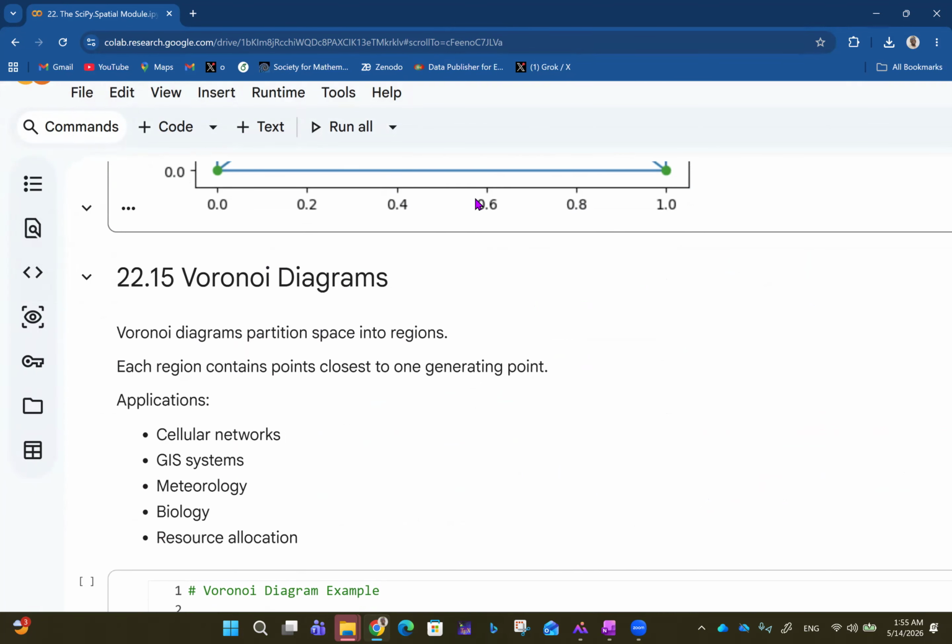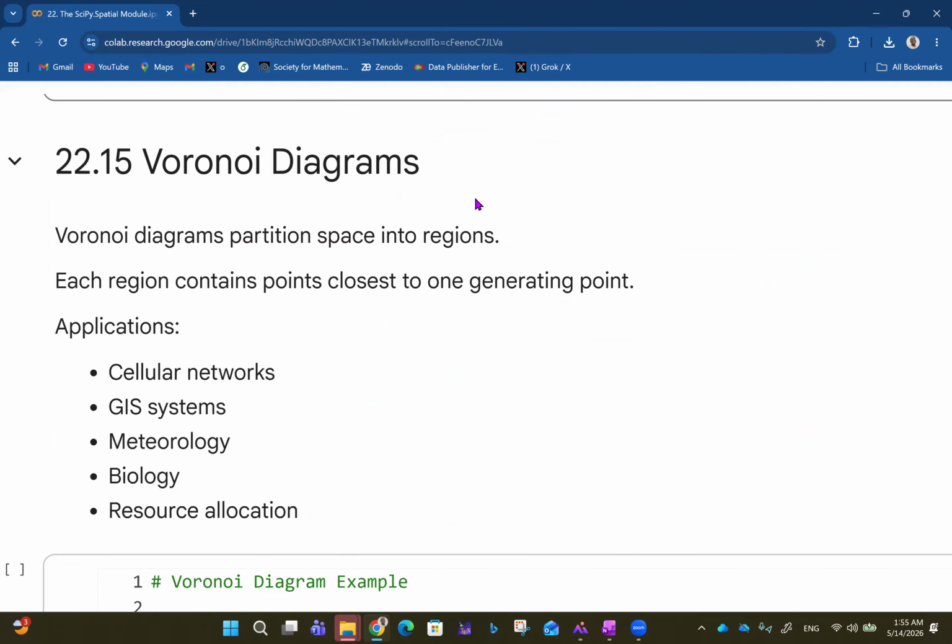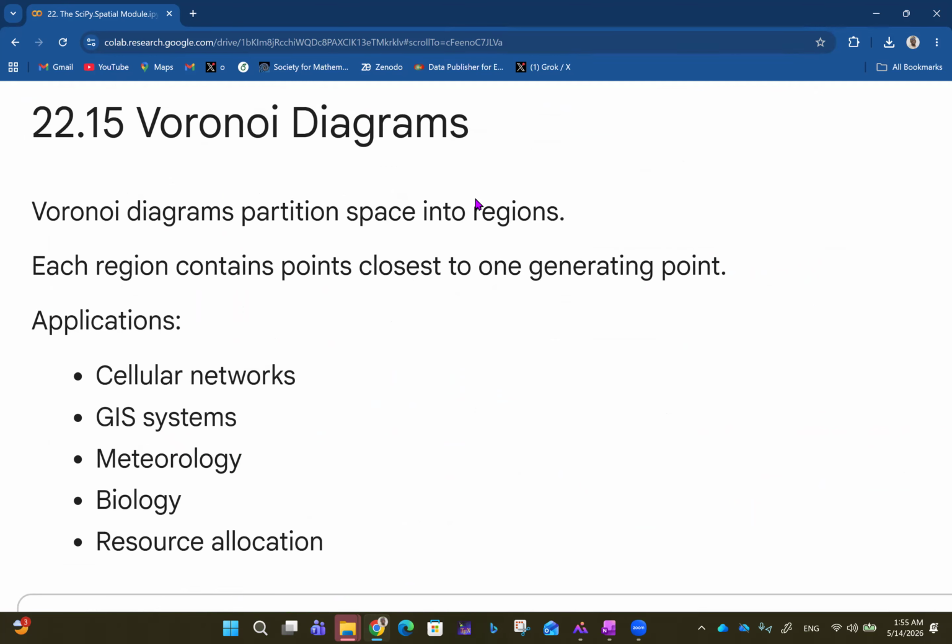So then you have Voronoi diagrams. Voronoi diagrams partition space into regions. Each region contains points closest to one generating point. Applications involve things like cellular networks, GIS systems, meteorology, biology, resource allocation. So, in politics, right? You get to administer properly.